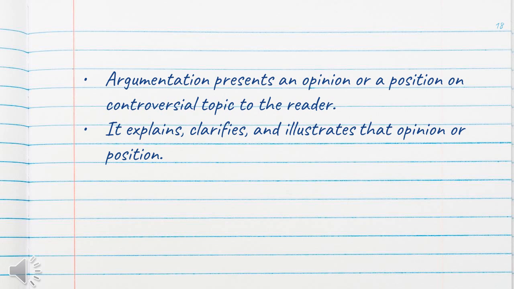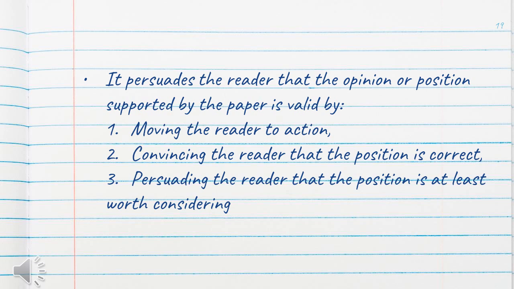Argumentation presents an opinion or a position on a controversial topic to the reader. It explains, clarifies, and illustrates that opinion or position. Next one, how can you attract your readers in your position paper? So here, it persuades the reader that the opinion or position supported by the paper is valid by, first, moving the reader to action. Second, convincing the reader that the position is correct. So it's a challenge. Third, persuading the reader that the position is at least worth considering.